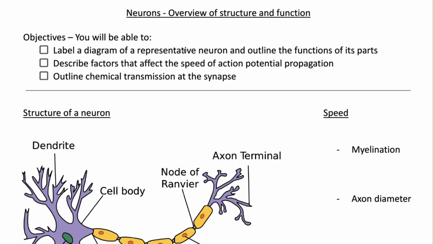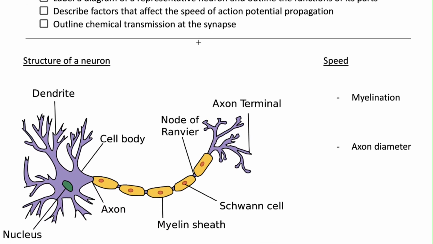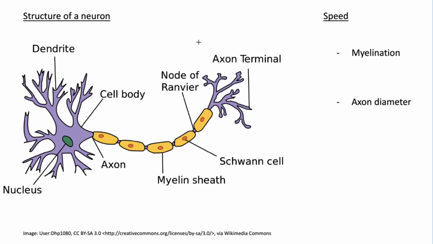This lesson provides an overview of the structure and function of neurons, and here are the objectives. Here is a generic diagram of a neuron. Now, neurons come in many different kinds of shapes and sizes. They don't all look quite like this, but this one will serve as an overview, and the others are just variations on this theme. So neurons are cells.